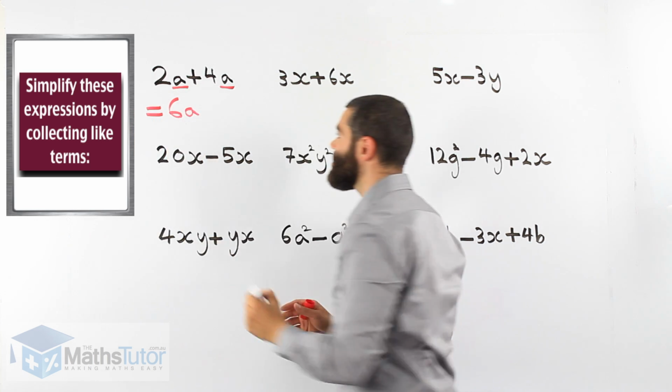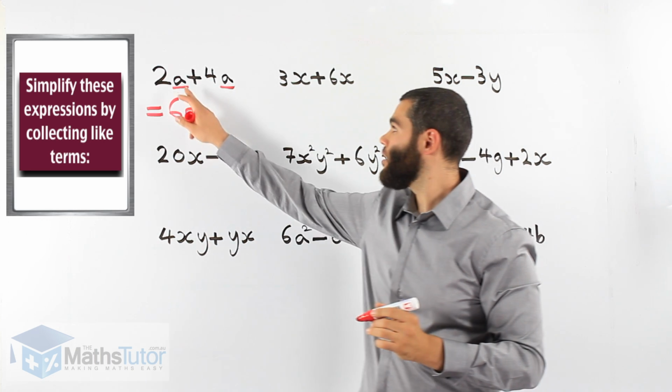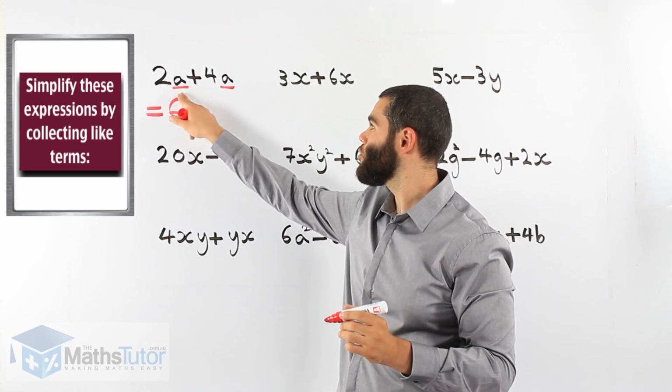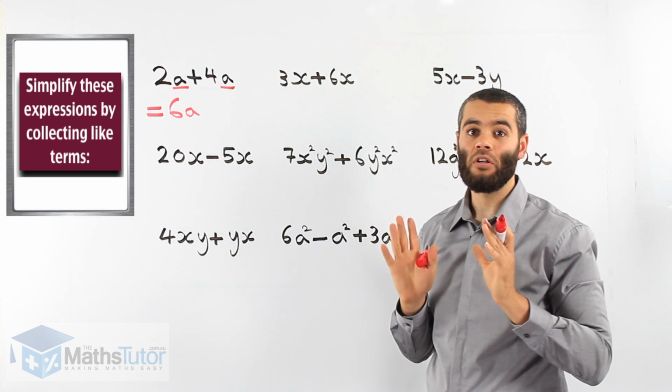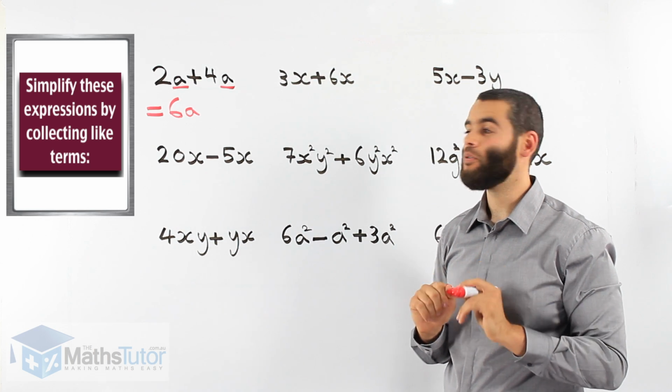2a plus 4a is 6a. It's like saying 2 apples plus 4 apples. We have 6 apples. Like terms, meaning they have the same pronumerals. That means we can add them because we can only add or subtract like terms. Very, very important rule.